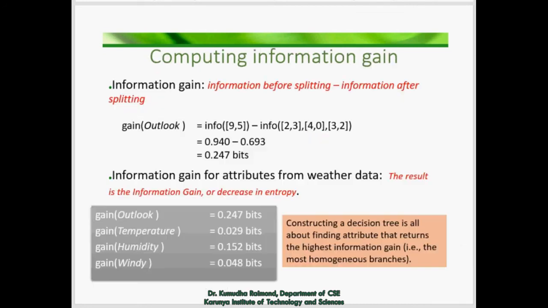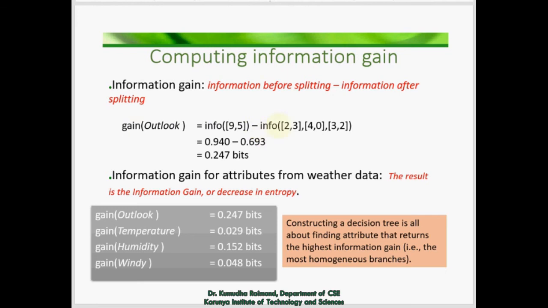After calculating this entropy, I am going to calculate the information gain. How to calculate the information gain? The information gain is equal to the information that flows into the node and the information that flows out of the node. That is the information before splitting and information after splitting.